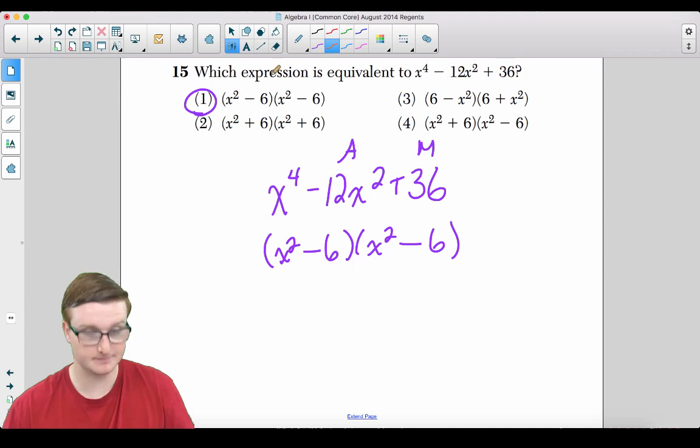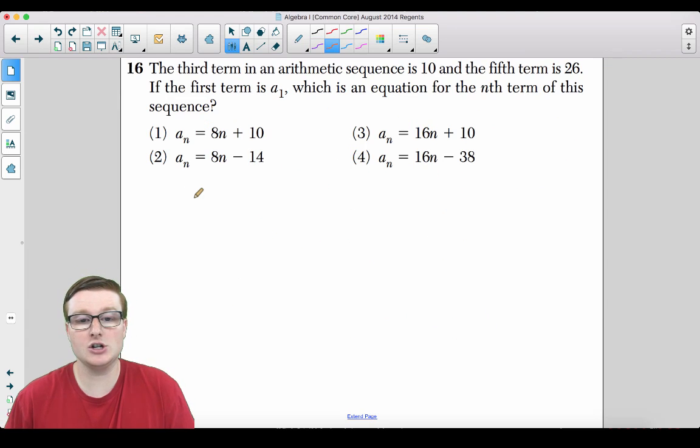All right, moving on. 16. The third term of an arithmetic sequence is 10, and the fifth term is 26. If the first term is a sub 1, what is an equation for the nth term of this sequence?